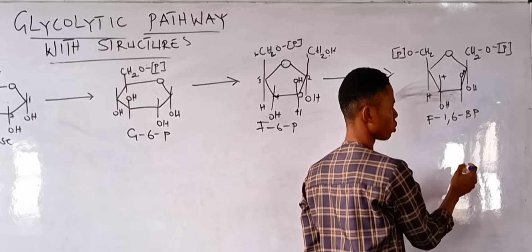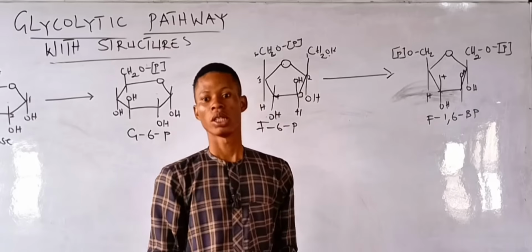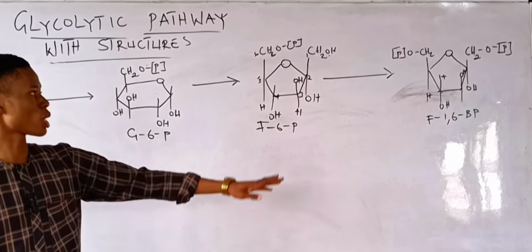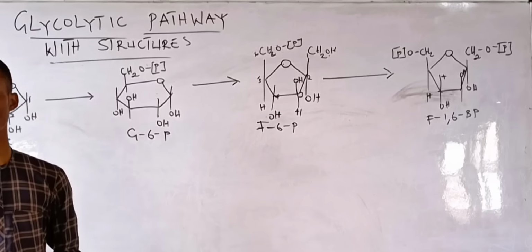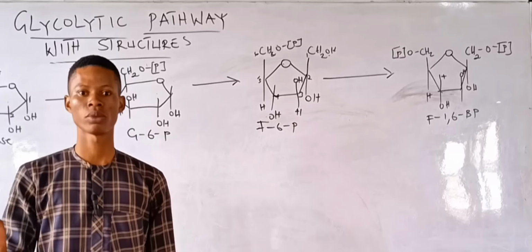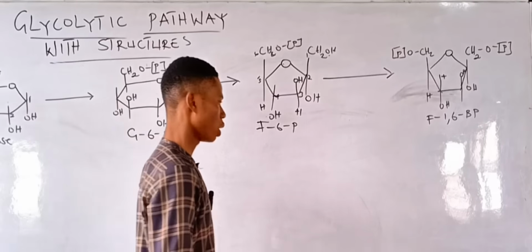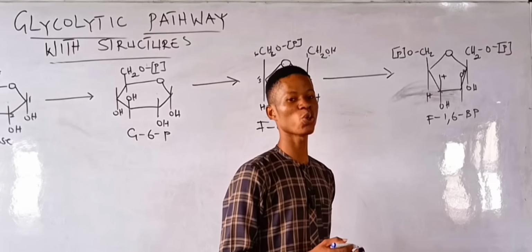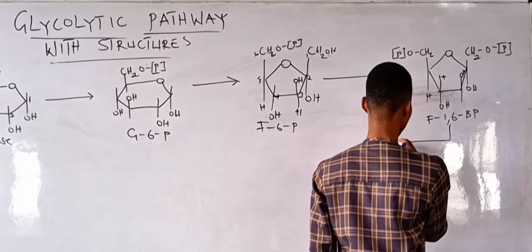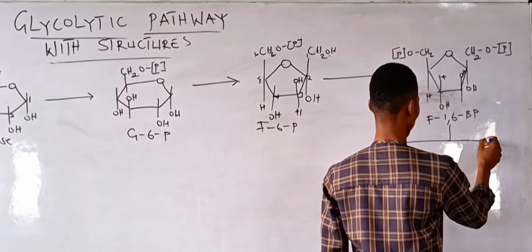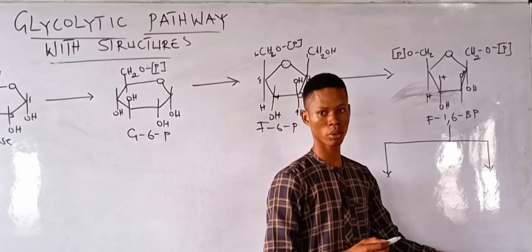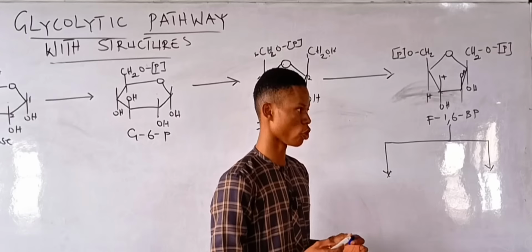So this is fructose 1,6 bisphosphate. The next one in the pathway is what? Fructose 1,6 bisphosphate will be cleaved into two compounds, right? What and what? Dihydroxyacetone phosphate and glyceraldehyde 3-phosphate. All right, good. Now to draw those two intermediates is not difficult. So here I will draw dihydroxyacetone phosphate, and here I will draw glyceraldehyde 3-phosphate.